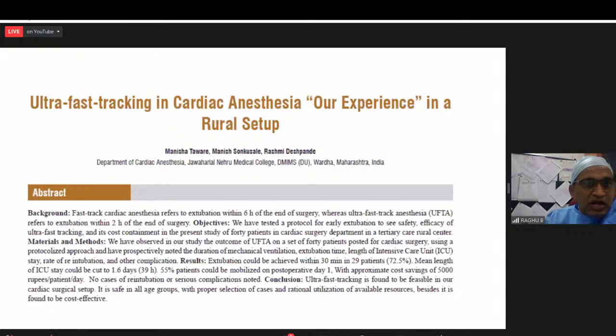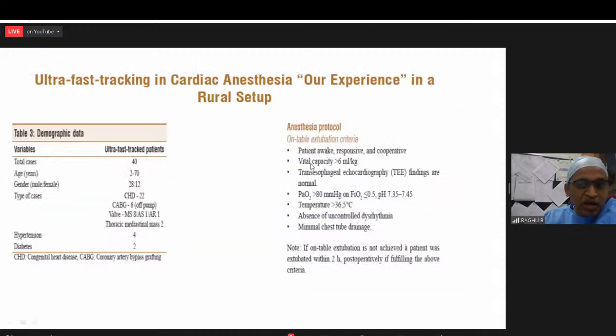This is ultra-fast tracking in cardiac anesthesia, where we can extubate the patient on table or within 2 hours of the surgery. It was published in Maharashtra, where they have done 40 cases, out of which 6 were off-pump and the rest were congenital cases, 22. All these patients were extubated on table.